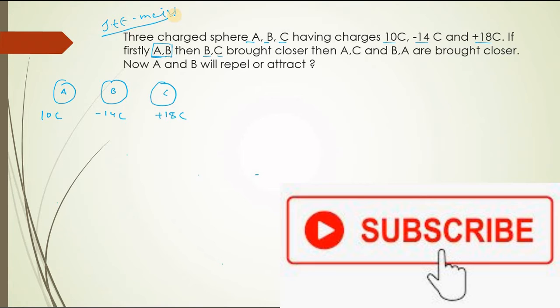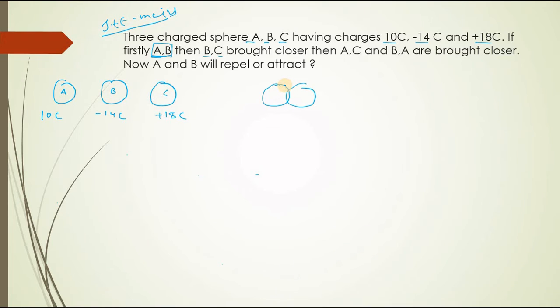Now see it very carefully. When you bring A and B together, when you place A and B next to each other, you have positive 10 coulomb charge over here and negative 14 coulomb of charge. So the positive 10 and negative 10 will cancel out each other and you will be left with only 4 coulomb of charge, basically minus 4 coulomb of charge.